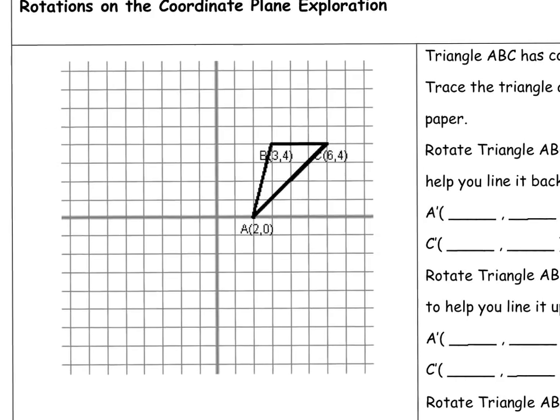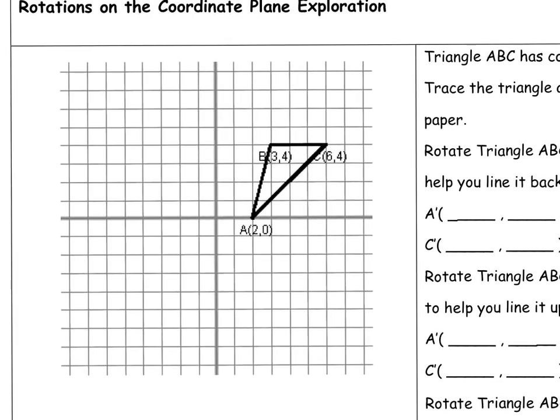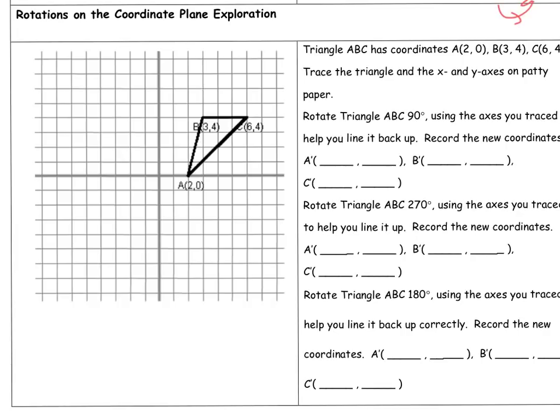Let's take a look at this image right here, triangle A, B, C. It has the following coordinates, labeled on your graph there. A is at 2, 0, B is at 3, 4, and C is at 6, 4. You can either trace the triangle on the patty paper that I gave you and include the x and y axis, or you can just turn your paper, and that's what I'm going to do on this video tonight. The first step is asking you to rotate the triangle 90 degrees using the axis you traced to help you line it back up, and we're going to record the new coordinates.